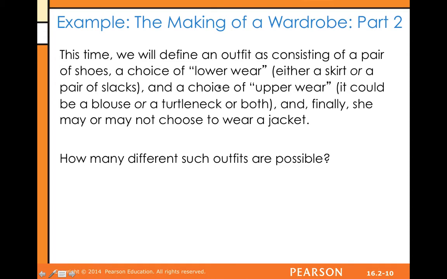and furthermore, in some of the stages, she can choose either to do something or something else, or both, in this case, right? Either a blouse or a turtleneck, or she can wear both. And then the last stage, she can either choose to participate in or not, right? She can either wear a jacket or not. So in this case, how many different such outfits are possible? How many ways can she make an outfit?